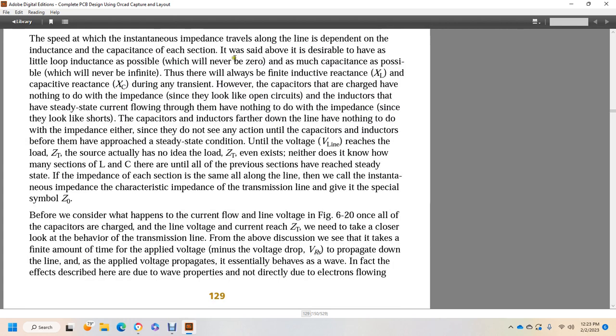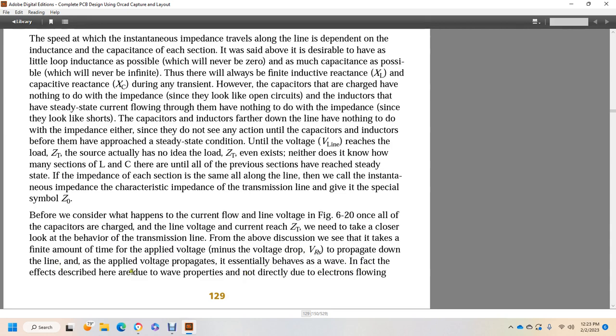Before we consider what happens with the current flow once all the capacitors are charged, we need to look more closely at the behavior of the transmission line from the above discussion. A finite amount of the total applied voltage, minus the voltage drop, propagates down the line, and the voltage propagates especially as a wave.